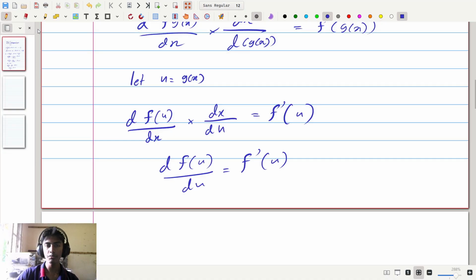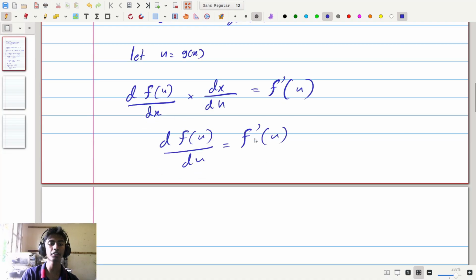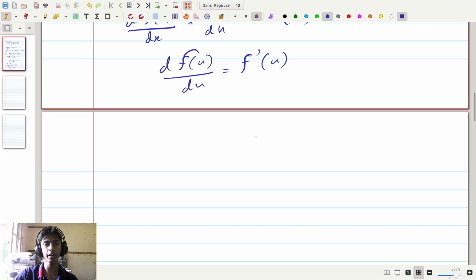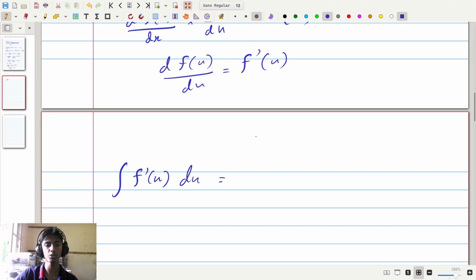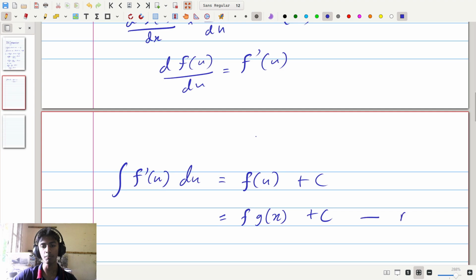Now notice here, if we take this expression and we convert it into an integral, what we have is that the derivative of f of u with respect to u is f prime of u, meaning that the integral of that function f prime of u with respect to u is f of u plus the constant of integration c. And we know that u is g of x. Therefore, what we have here is equal to f of g of x plus the constant c. I'm going to call this expression here expression b.